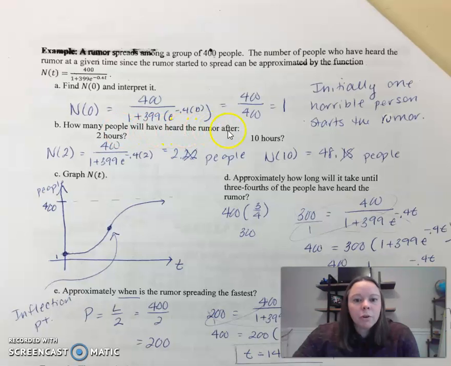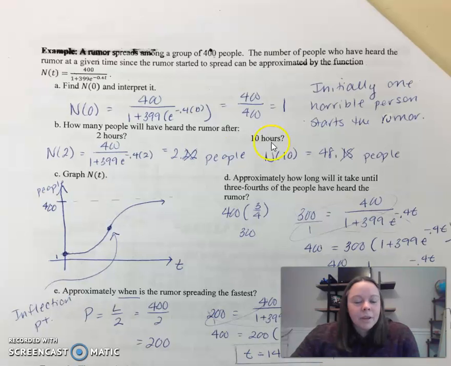How many people will have heard the rumor after 2 hours, after 10 hours? And t is in terms of hours. So go ahead and plug 2 and 10 in. So you end up with 2 people know after 2 hours, 10 people know after 48 hours. I obviously need to update my equation because with technology, it's a little different now. People know a lot faster.